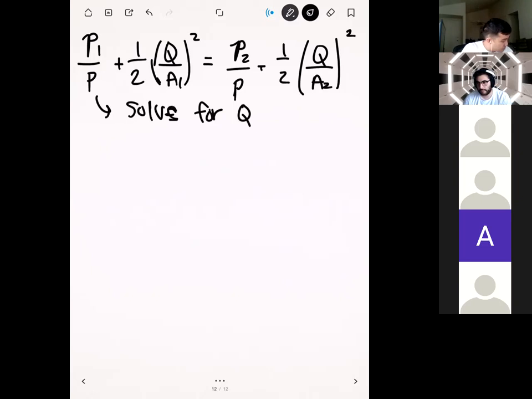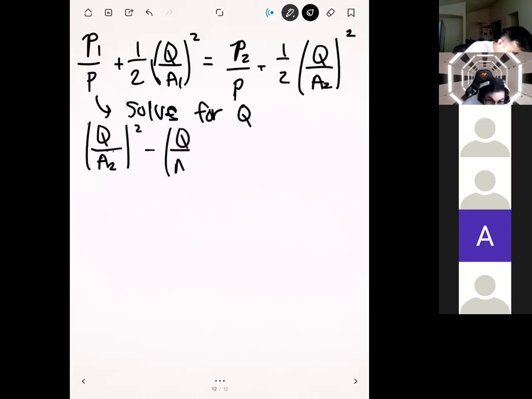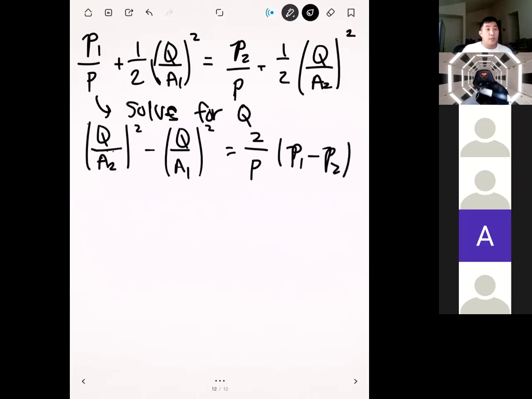Okay. And so let's put them all on the same side of the equation. So we have Q over A2 squared minus Q over A1 squared. Okay. And this is equal to 2 over rho times P1 minus P2. And remember, in this particular problem, we know what P1 minus P2 is because of a manometer or something.